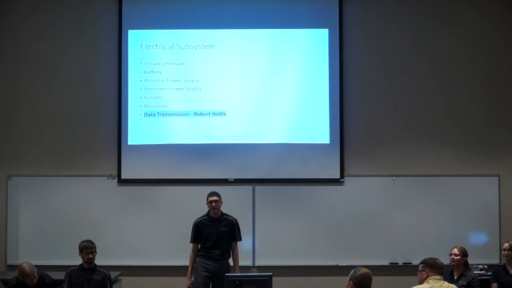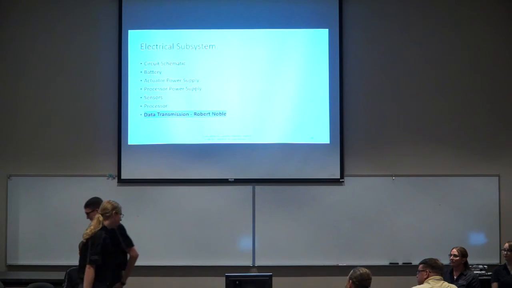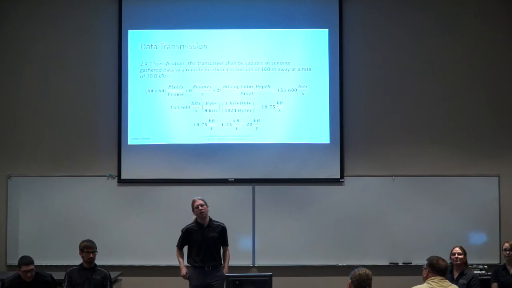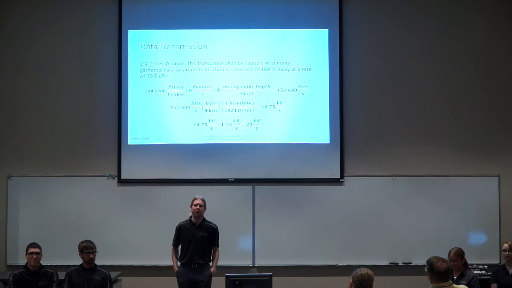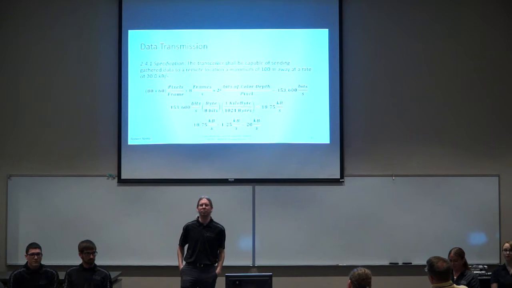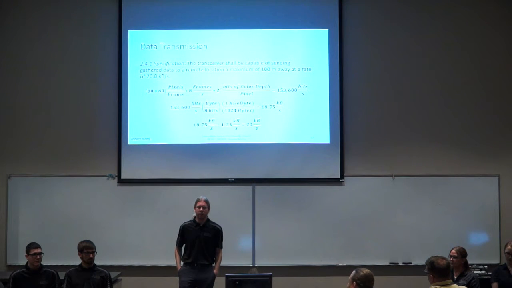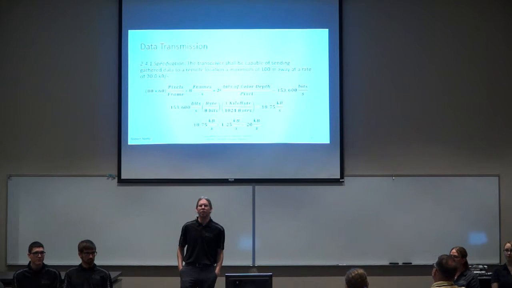And now Robert Noble will discuss the data transmission. Thank you, Andrew. For our data transmission specification, the transceiver must be capable of transmitting to a distance of 100 meters away at a data rate of 20 kilobytes per second. This number was calculated by taking the rate of data that the camera would be giving images to the processor and adding an additional 1.25 kilobytes per second for overhead, resulting in a 20 kilobyte per second value.